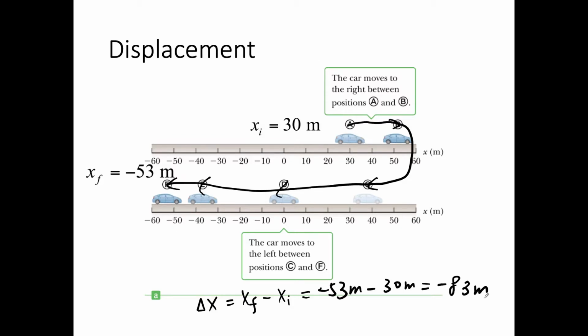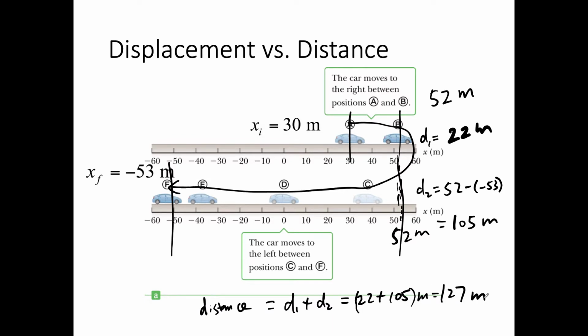The displacement is negative 83 meters because by definition it is final position minus initial position. But the distance the car traveled is different from the displacement. For distance, you really need to find all the segments of the movement, find the distance of each segment, and add together the absolute value, which is a positive number, of the travel of each segment to find the distance. So this is the subtle difference between displacement and distance.